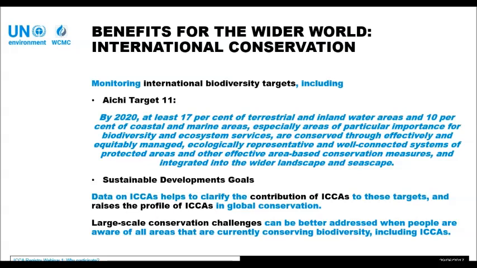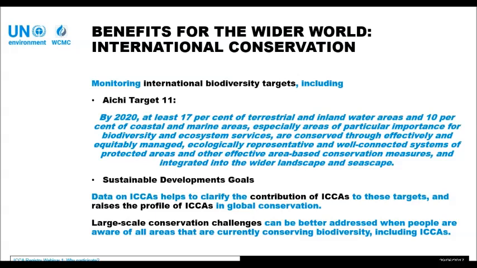Contributing to the documentation of ICCAs also has benefits for conservation at the global level. Firstly, the World Database on Protected Areas is used as the basis for the Protected Planet Report series. These reports assess how far the world has to go to meet international biodiversity targets, including Aichi Biodiversity Targets 11 and the Sustainable Development Goals. Providing data on ICCAs helps to clarify progress towards these international conservation targets and raises the profile of ICCAs in global conservation.